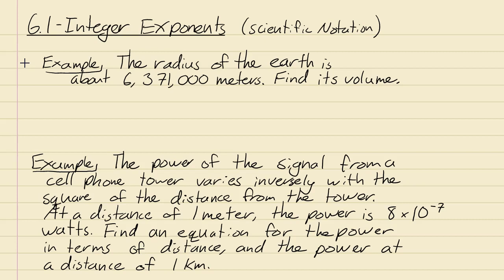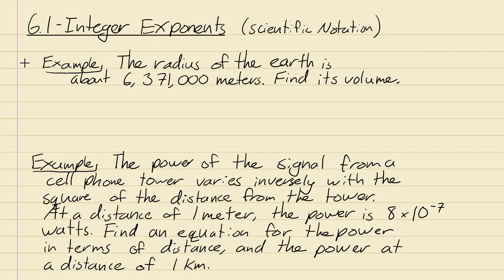So first of all, the radius of the Earth is about 6 million meters. That's a distance from the center of the Earth to any point on the surface, more or less. And the Earth isn't a perfect sphere. It's a little bit wider around the equator by like a mile or something than it is at the poles. But anyways, it's about a sphere.